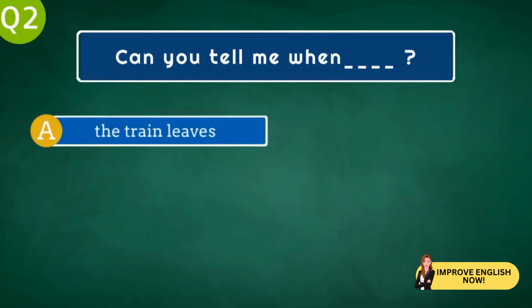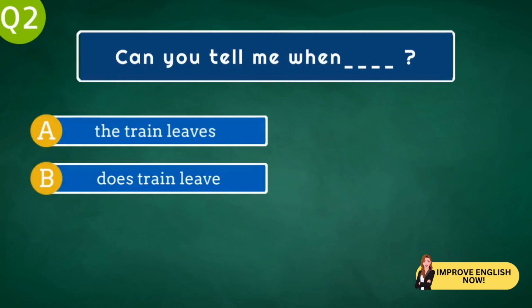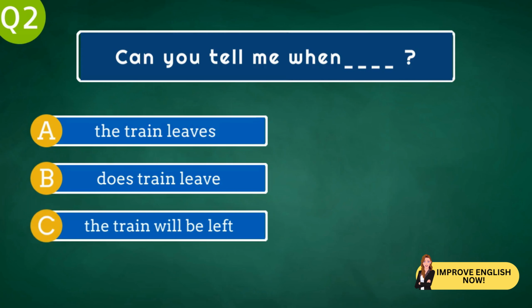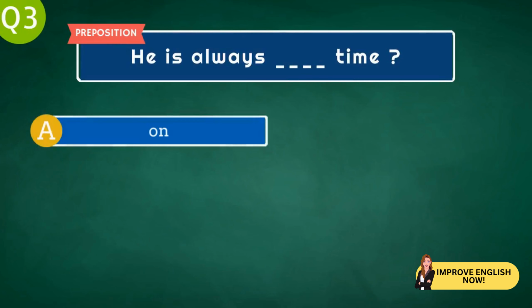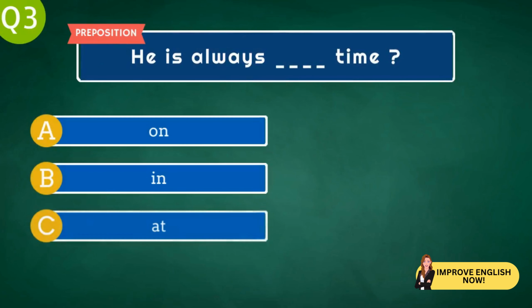Next, can you tell me when the train leaves? Does train leave? Or the train will be left? Select the right preposition. He is always blank time. A. On. B. In. Or C. At.